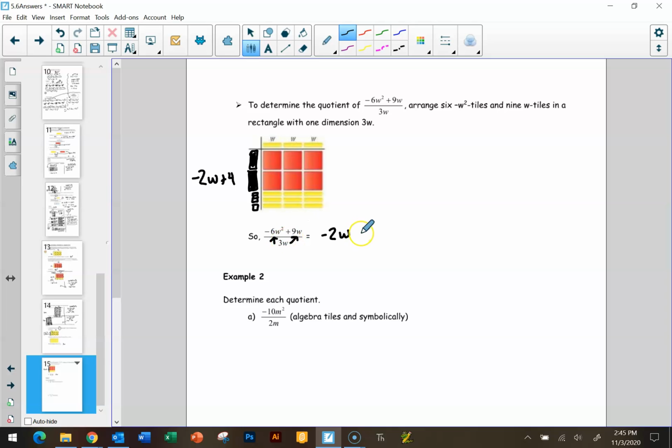Now we'll go to the next one. If we've got a 9 divided by a 3, well, that's positive. And then we've got a w divided by w. Well, anything divided by itself is just going to be 1, so we don't have to bother writing anything after that. It would just be 3 times 1, which is 3 anyway.